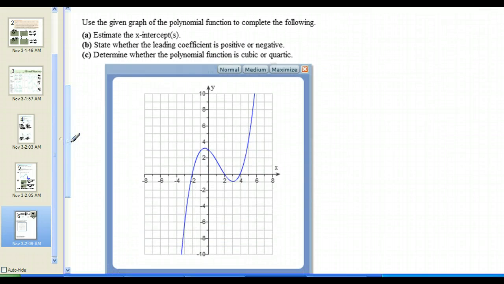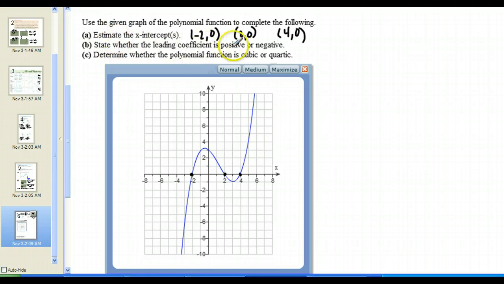Alright, here's another one that says use the given graph. Here's the graph of this polynomial. Answer these questions. So estimate the x-intercepts. So there's an x-intercept, there's one, and there's one. So it looks like we got negative 2, 0, alright, 2, 0, and 4, 0.